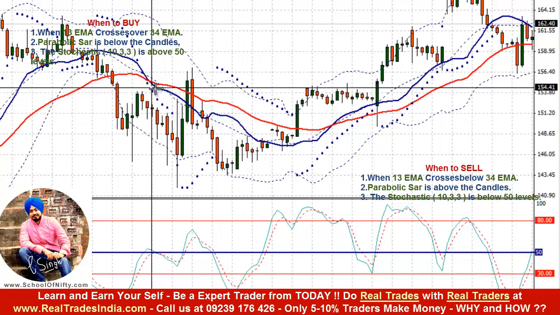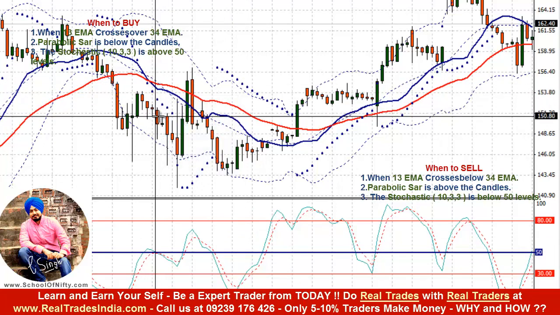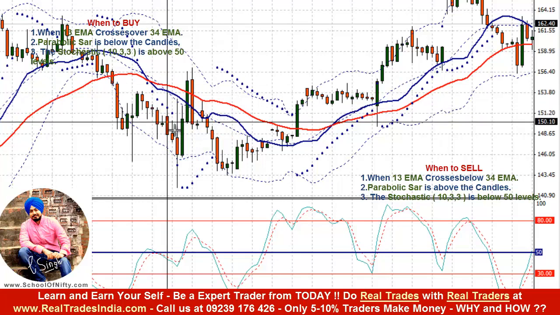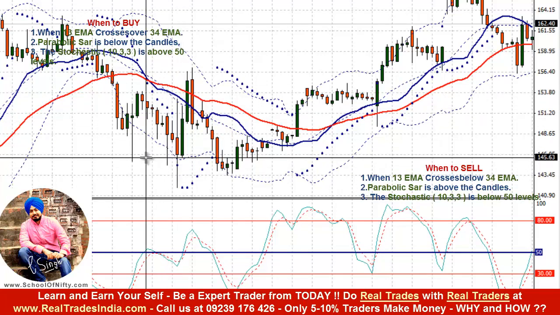But still, if you do this trade, you can see it's a sell. It has made a sell at around the 151 region, and it went down to around 143. Fine.